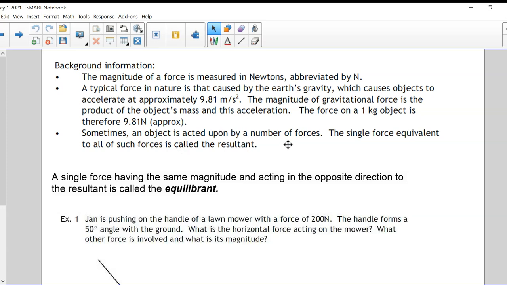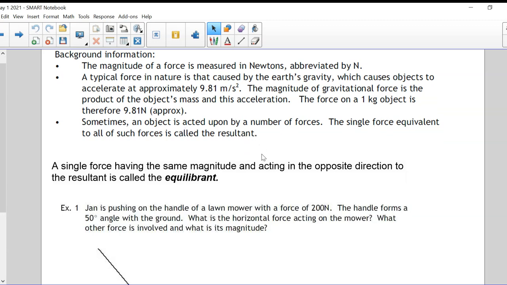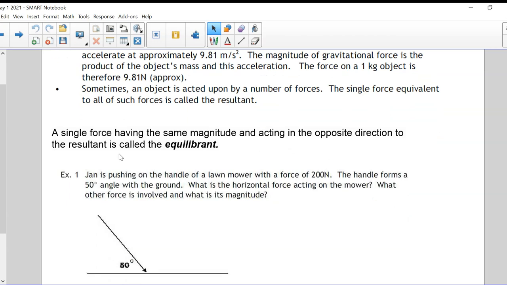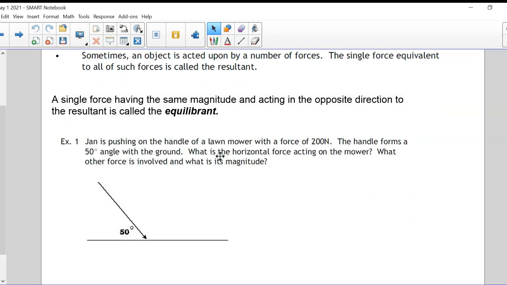Sometimes an object is acted upon by a number of forces. And we have to find the one force equivalent to all of these forces, and we're going to call that a resultant. We've used that term before. All right, a single force having the same magnitude and acting in the opposite direction is referred to as the equilibrium. I just talked about that a while ago.